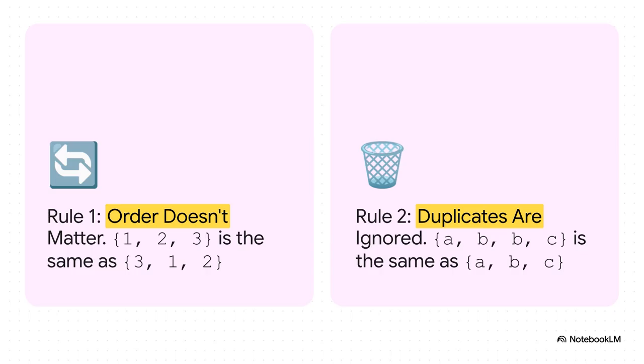And rule number two, duplicates get ignored. So if you see a set with the letters A, B, B, and C, the set itself just sees A, B, and C. It only cares about which unique elements are in the collection.